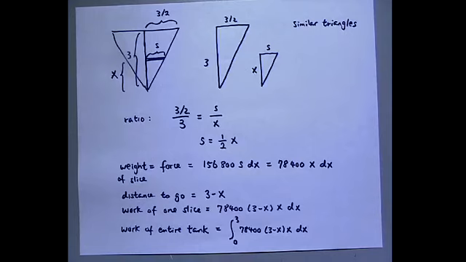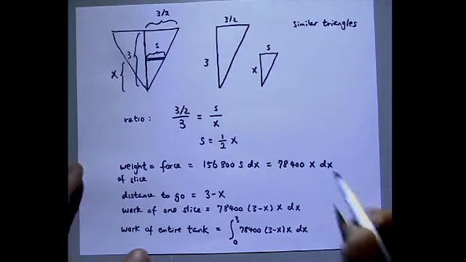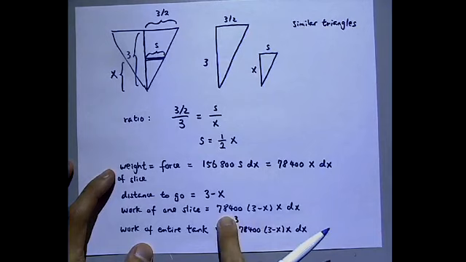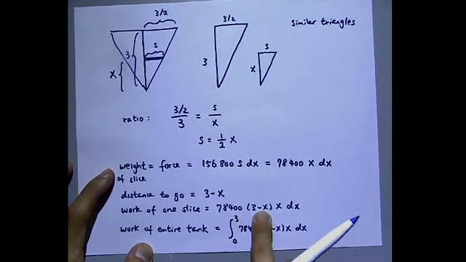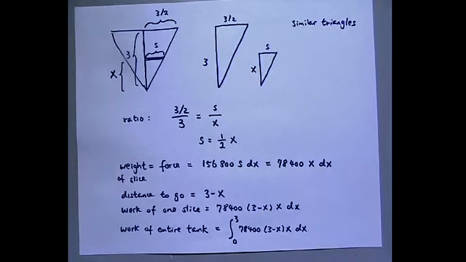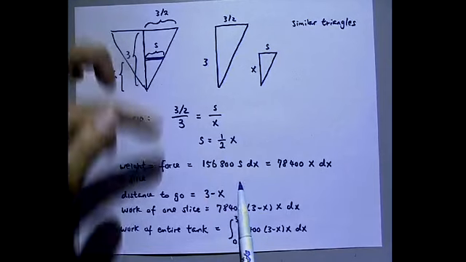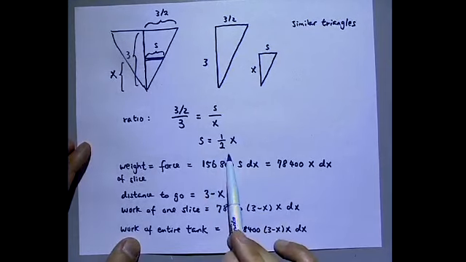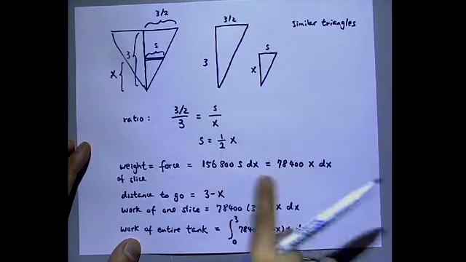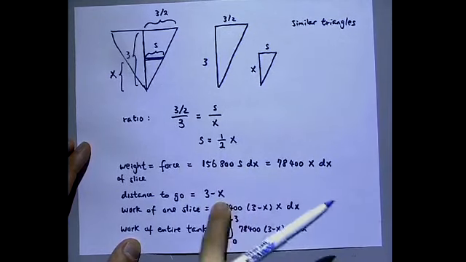3 minus x? X was part of the weight. See, 78,400 x times the distance. This was part of the work, the weight. The weight includes x. The weight was a function of s, remember? And then we did a similar triangle and we showed that s is 1/2 x. Right, work is force times distance. So it's my weight times how much it has to go.